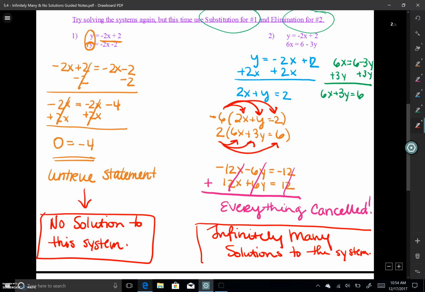Okay, so graphically, again, it's a little bit easier. I know what the graphs are supposed to look like to have infinitely many or no solutions. Algebraically, anytime that I get an untrue statement, that means my answer is going to be no solution. Anytime everything cancels, that means I'm going to have infinitely many solutions.